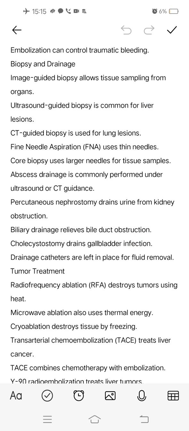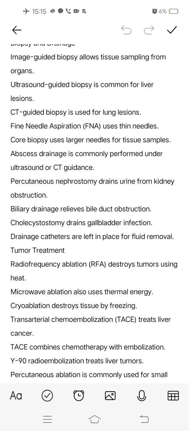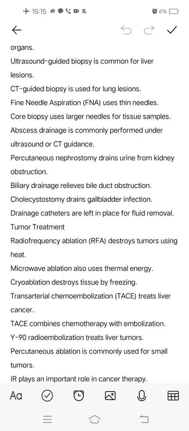Core biopsy uses larger needles for tissue samples. Abscess drainage is commonly performed under ultrasound or CT guidance. Percutaneous nephrostomy drains urine from kidney obstruction. Biliary drainage relieves bile duct obstruction. Cholecystostomy drains gallbladder infection. Drainage catheters are left in place for fluid removal.